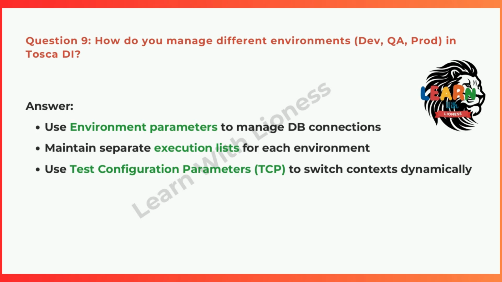Answer. A. Use environment parameters to manage DB connections. B. Maintain separate execution lists for each environment. C. Use test configuration parameters, TCP, to switch contexts dynamically.